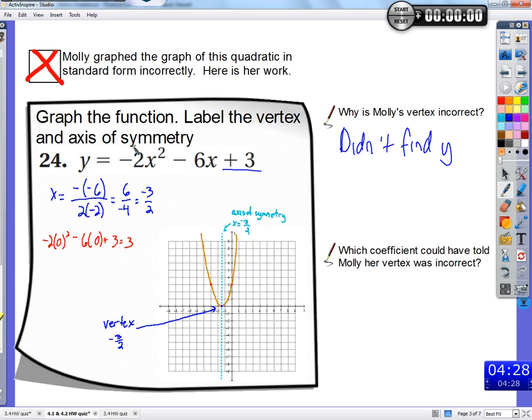The number with x squared is always a. A is always with x squared. B is always with x. And c is always the constant. So here's our a and b and c. So when we talk about negative b over 2a, we talk about negative this over 2 times that. So negative b, b is negative 6, over 2 times a, which is negative 2. So 6 divided by negative 4, positive divided by negative is negative. And we simplify it to 3 halves, negative 3 halves.